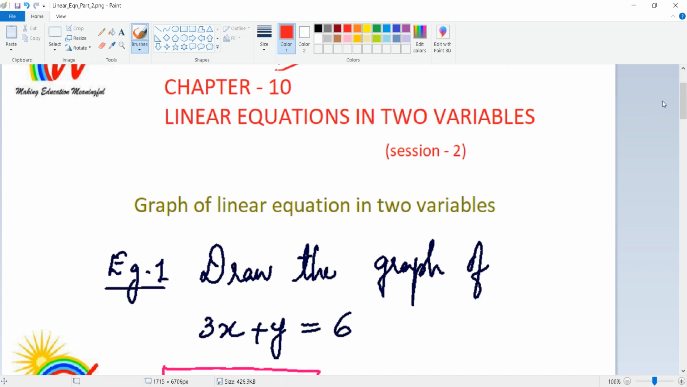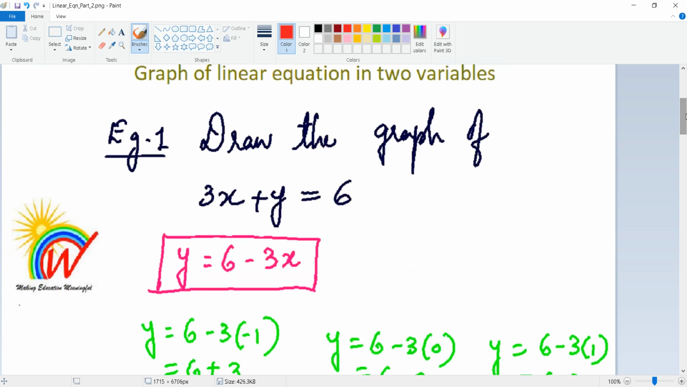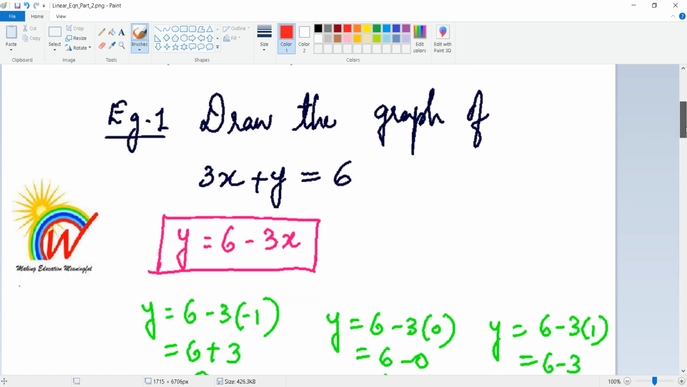So focus on what I'm going to teach you. It's very important. Graphing is really very important. In your 10th standard, you'll be getting this kind of question for 5 marks. I mean more on this definitely. So you should know the basic graphing. So listen carefully. Let's look at this example.